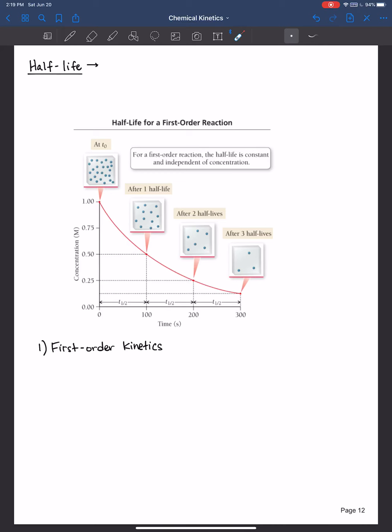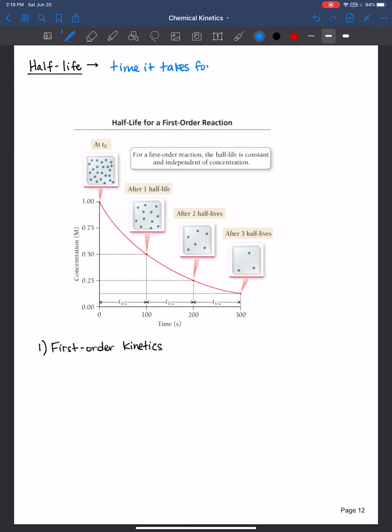Everyone, welcome back. In this video, I will discuss the half-life for zero, first, and second order kinetics. The half-life is defined as the time it takes for the concentration of the reactant to fall to one half of its initial value.